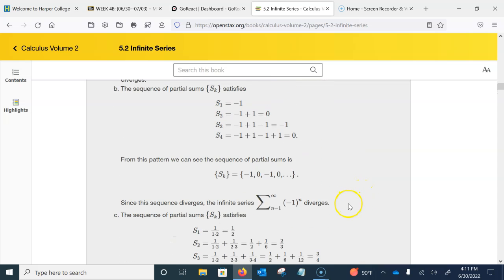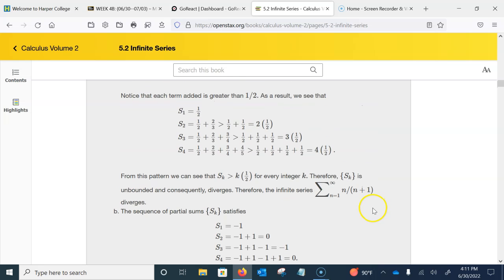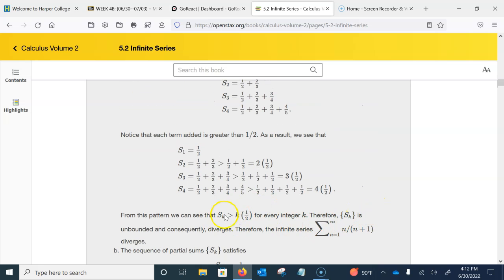This one was 1. Over here, this doesn't have a limit because it goes back and forth between -1 and 0, but I got a general idea of what S sub k is. For the first one, here S sub k was bigger than k times 1/2. I got a general inequality in this case for those partial sums, and it is easy to see that as the limit as k goes to infinity, this blows up to infinity, and so it's divergent.